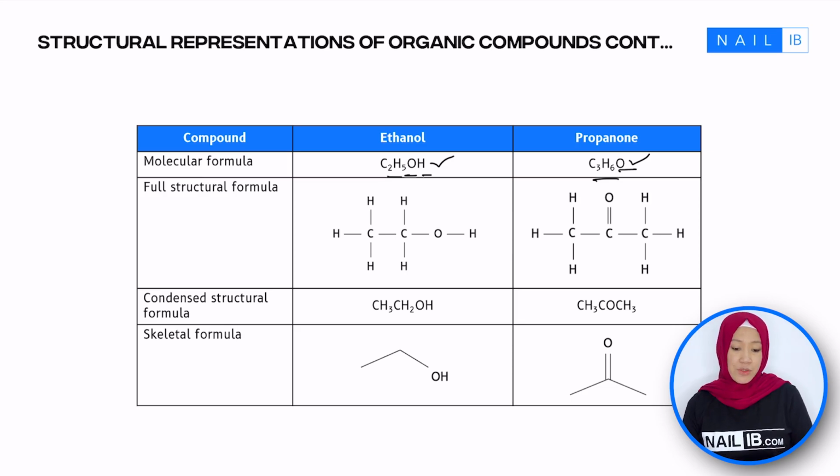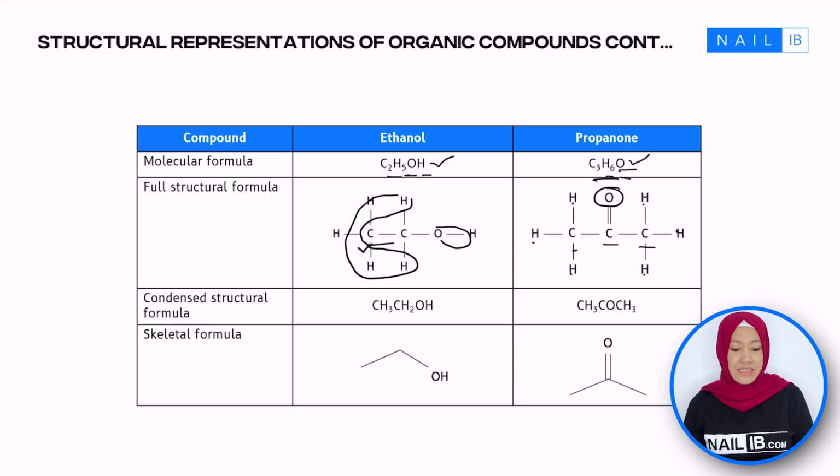And when we draw the Lewis structure of ethanol, this would be CH3, C2H5, OH. And this one, C3, 1, 2, 3, H6, 1, 2, 3, 4, 5, 6, and 1 oxygen. And for the condensed structural formula, that would be CH3CH2OH. And for this one, CH3COCH3. So we don't show the bonds.